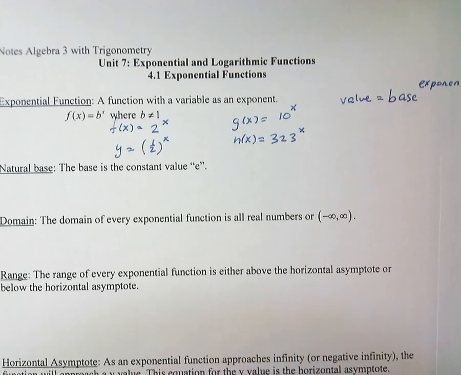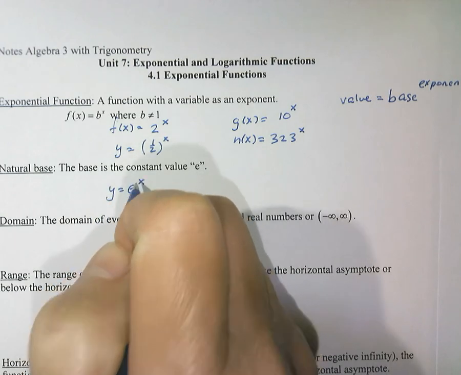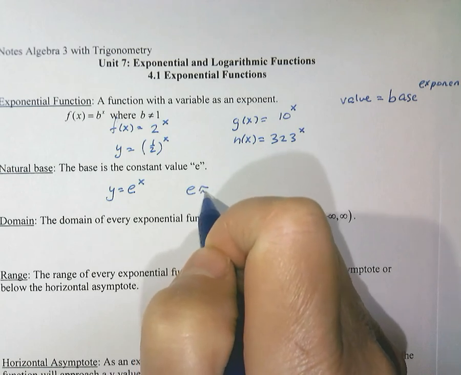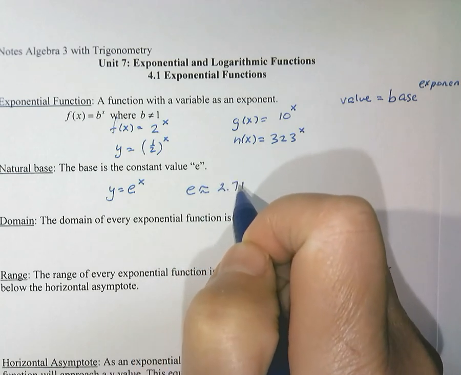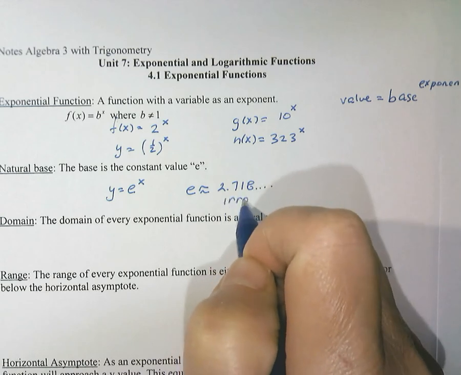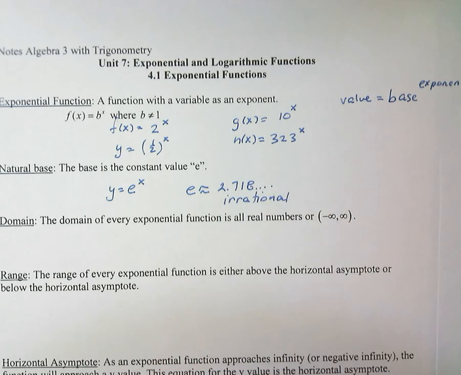So if I had something like y equals e to the x, that's the natural base. And e is approximately equal to 2.718. Keeps going, and like I said, it is irrational. It cannot be turned back into a ratio.